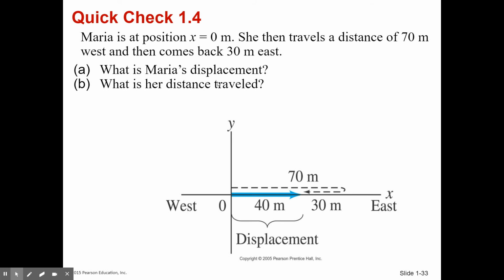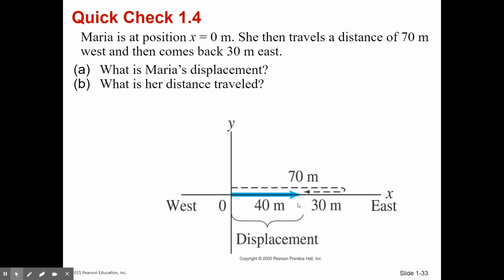Okay, so Maria's displacement, remember, displacement is how far you are from where you started. So if we start at the origin, her displacement is how far she is from where she started. She traveled 70 meters, and then she came back east 30. So she ended right here. Her displacement is just this blue arrow. So that would be our 40 meters, and she would be 40 meters west of where she started.